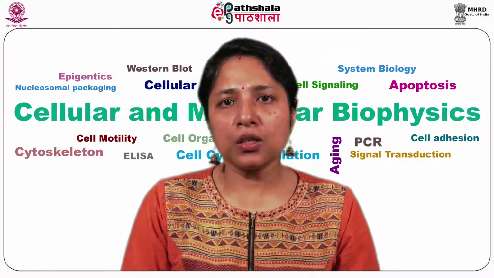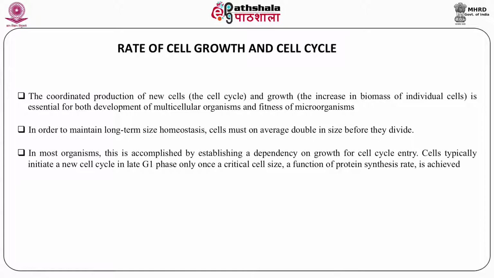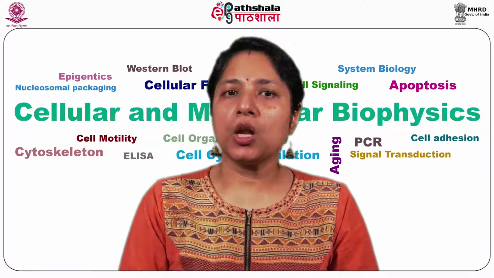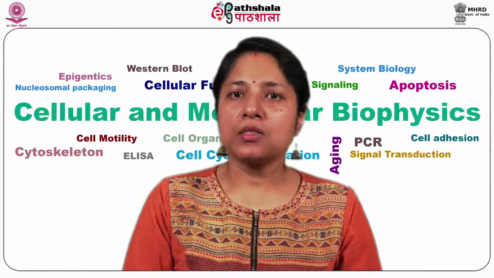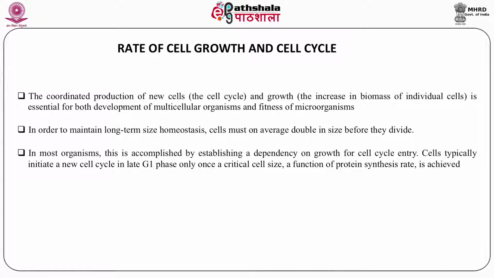The fourth objective covers the rate of cell growth and the cell cycle. The coordinated production of new cells during the cell cycle and growth, which is the increase in biomass of individual cells, is essential for both development of multicellular organisms and fitness of microorganisms. In order to maintain long-term size homeostasis, cells must on average double in size before they divide. In most organisms, this is accomplished by establishing a dependency on growth for cell cycle entry. Cells typically initiate a new cell cycle in late G1 phase only once a critical size is attained.